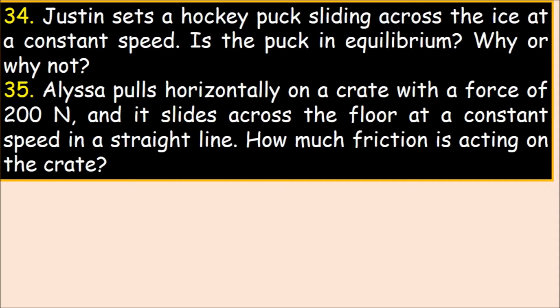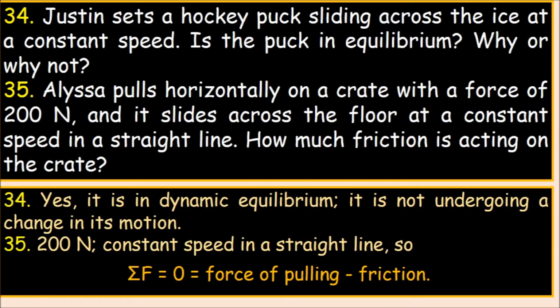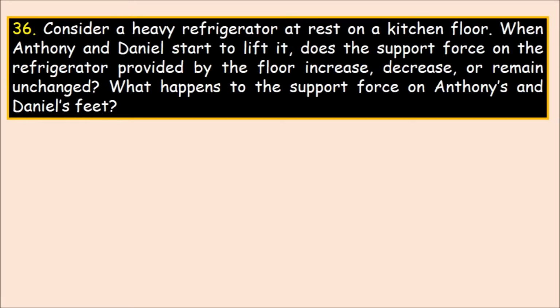Alyssa pulls horizontally on a crate with a force of 200 newtons and it slides across the floor at a constant speed in a straight line. How much friction is acting on the crate? 200 newtons. Constant speed in a straight line, so the sum of the forces equals zero. The force of pulling equals the friction.